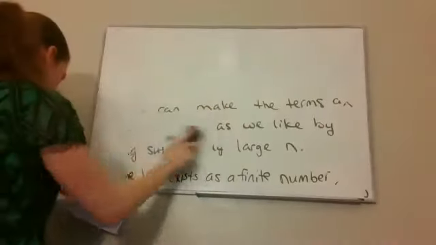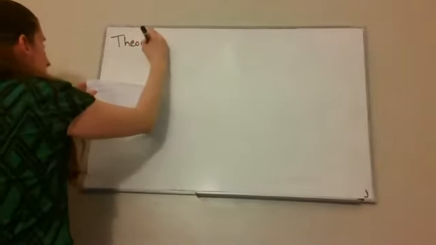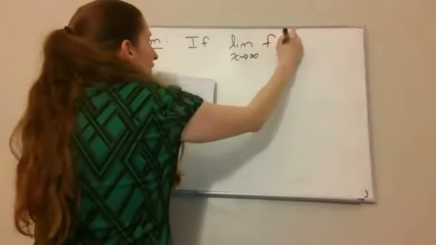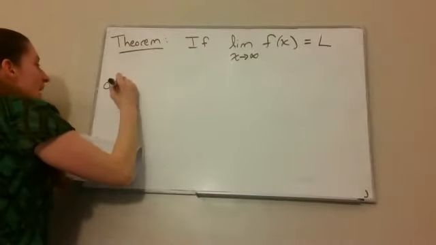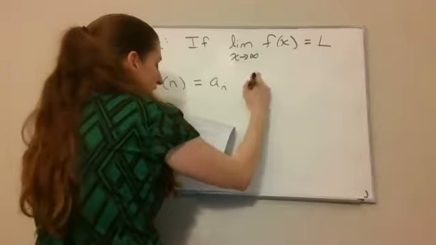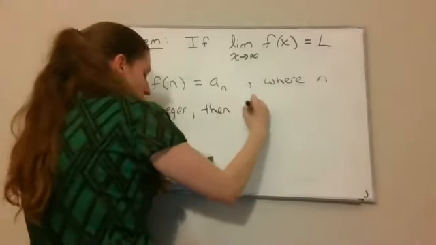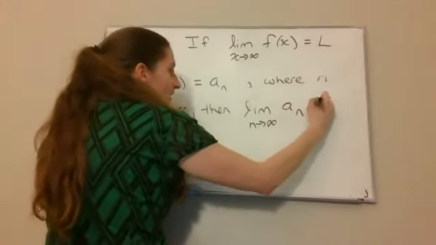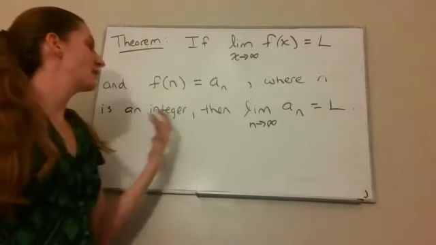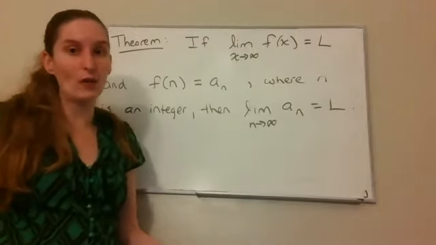Let's have a theorem for us. If the limit as x approaches infinity of some function f of x equals L, and the value of our function when I plug in an integer n is equal to a_n, the nth term of a sequence, then the limit as n approaches infinity of a_n is also L. So what this is saying is that if I'm trying to find the limit of a sequence, I can look at the limit of an associated function instead, and then calculate all my limits the way we used to do in Calc 1. Why is this important?